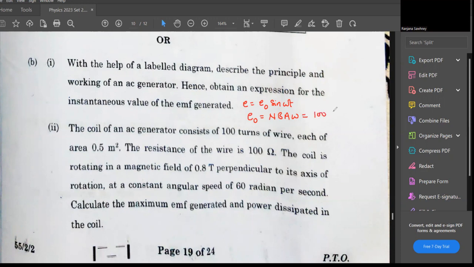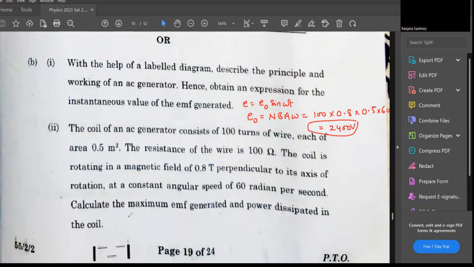N is 100. Magnetic field is 0.8. And the area is 0.5 meters square, and omega is 60 radian per second. So on simplifying it, you get the answer to be 2400 volts. So the peak value of the induced EMF will be 2400 volts.